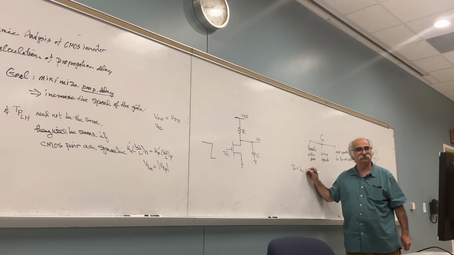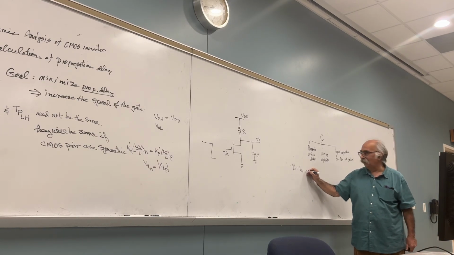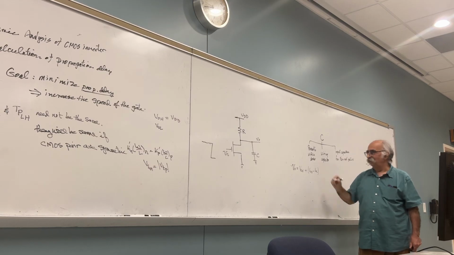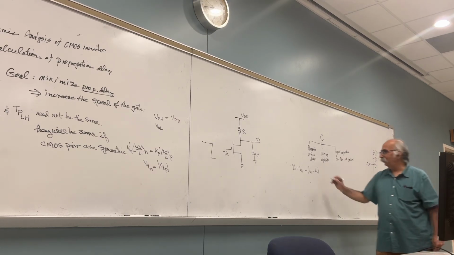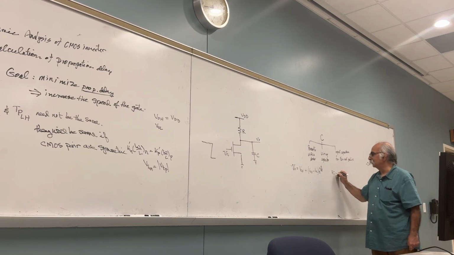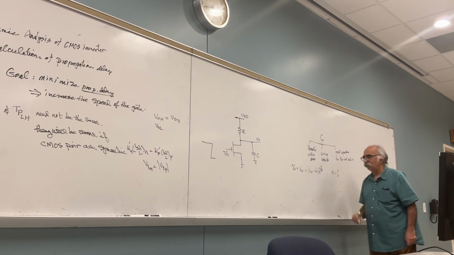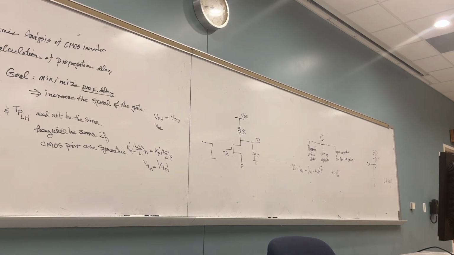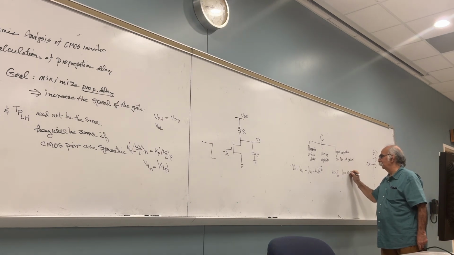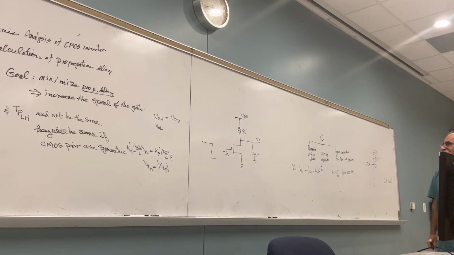Next, plus VOH minus VOL, e to the minus t over RC. RC stands for the time constant, tau, from ECE 340. Did you get it? Yes.